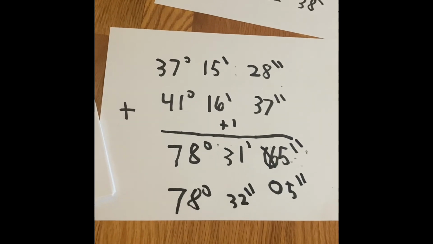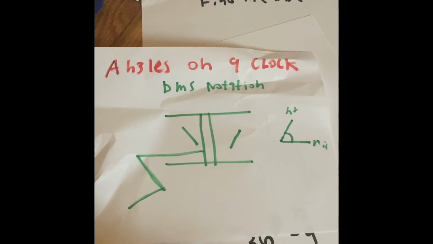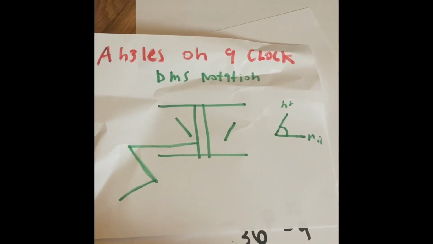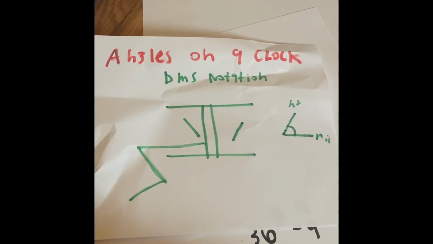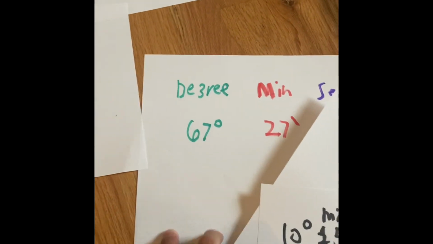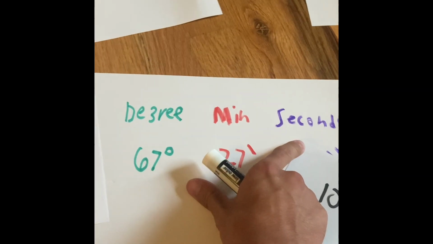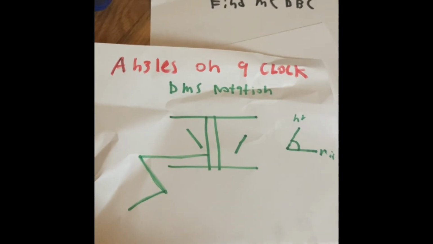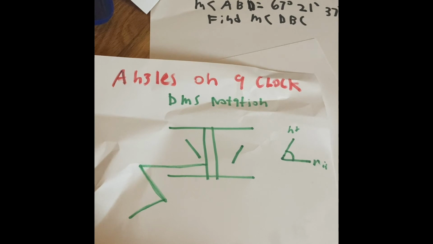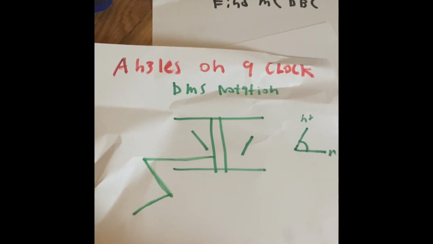And that is also how we can understand the angles on a clock. This can also be known as DMS notation, because it studies degrees as D, minutes as M, and seconds as S. DMS notation. I hope this video has helped you understand the angles on a clock.